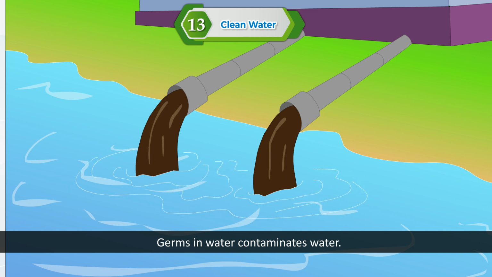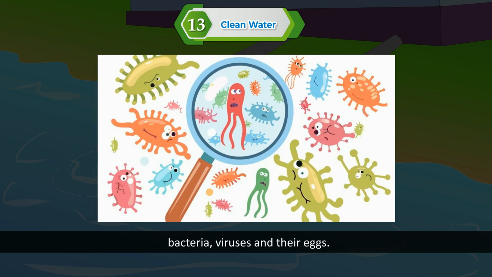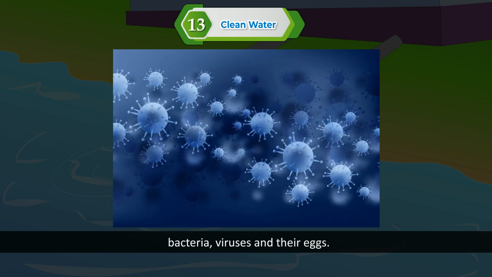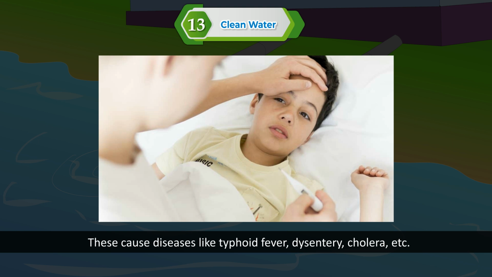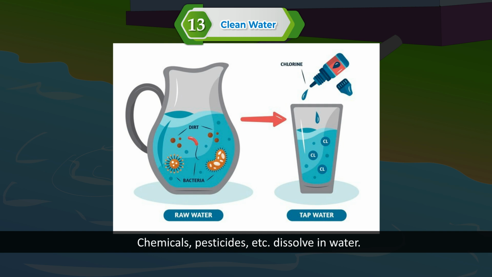Germs in water contaminate water. Contamination of water is caused by the presence of germs like algae, bacteria, viruses, and their eggs. These cause diseases like typhoid fever, dysentery, cholera, etc.